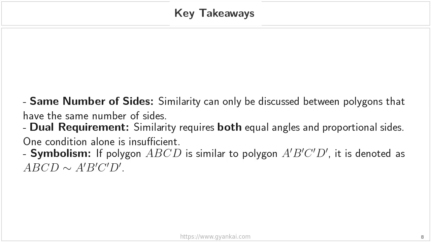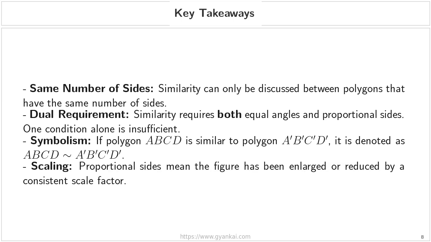Third, let's look at the mathematical notation. When we want to state that polygon A, B, C, D is similar to polygon A', B', C', D', we use the tilde symbol. We write it as ABCD ~ A'B'C'D'. This symbol is our shorthand for saying all those conditions we just discussed are met.